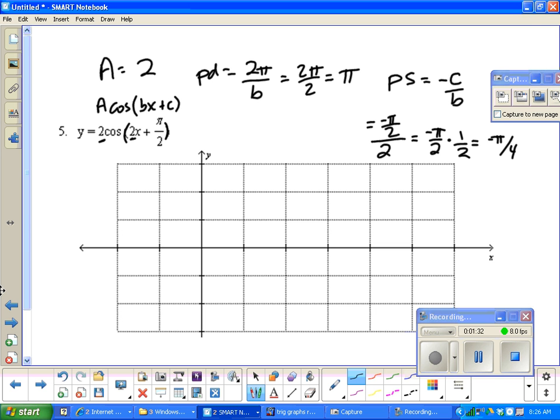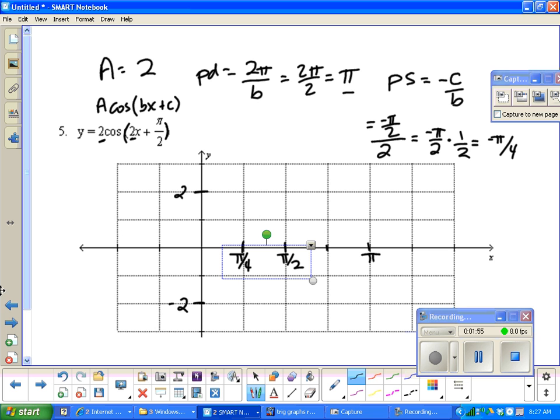Okay, now let's fill in everything else here. We've got an amplitude of 2. Okay, the period was pi. Let's count out to pi. 1, 2, 3, 4. So that's pi. Half of pi will be pi over 2. Half of pi over 2 will be pi over 4. So we're counting by pi over 4.